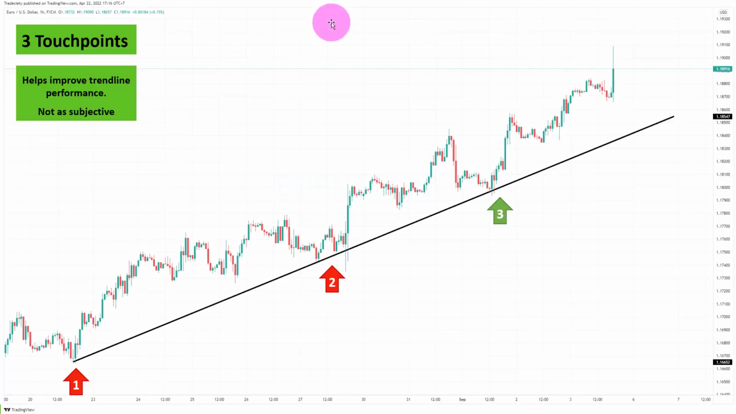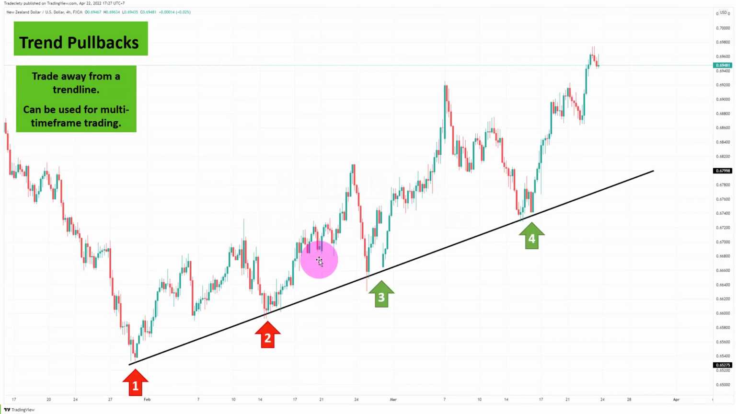Trend lines are more subjective than traditional horizontal support and resistance, and to make sure that your trend lines are of high quality, we have to make sure that every trend line has at least 3 touch points. Only when a trend line has 3 touch points are we talking about a valid and confirmed trend line. So that's very, very important.